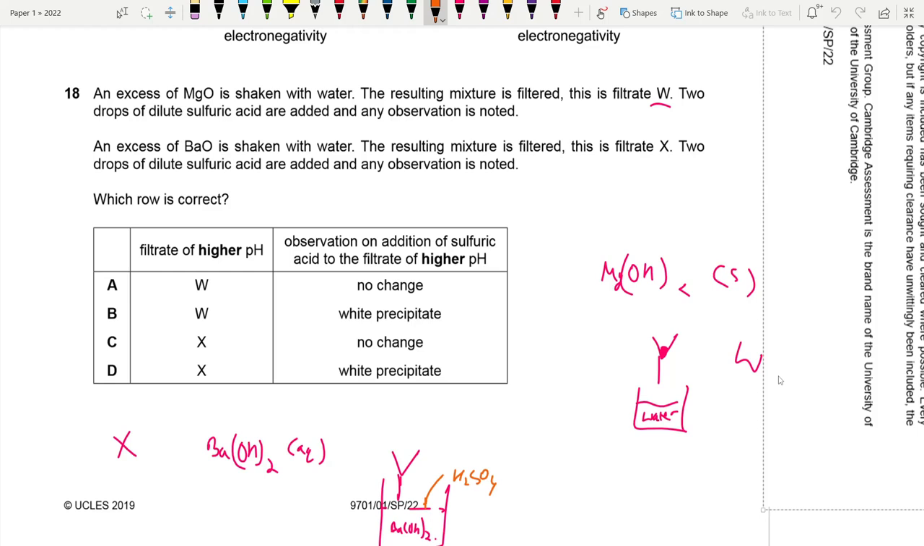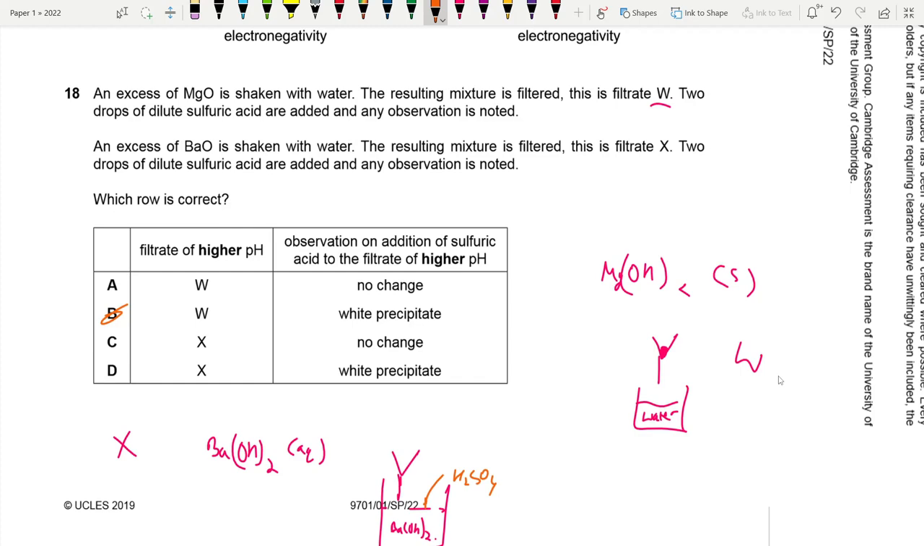basically magnesium sulfate is soluble in water. So W, and magnesium hydroxide gets stuck. It doesn't even pass. So B can't be the answer.